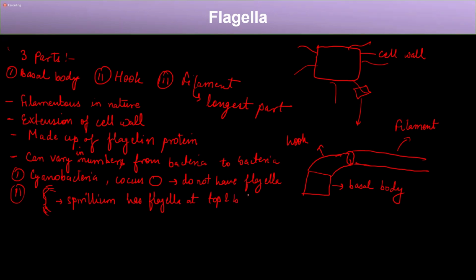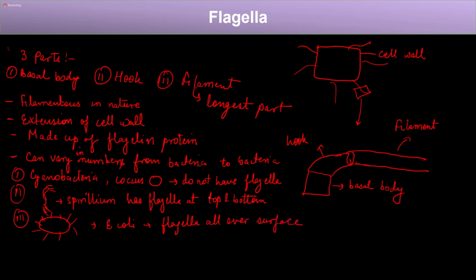Now third, if you talk about E. coli, E. coli will have flagella all over its surface. So based on the type of bacteria, where the flagella will be present and in how many numbers varies. So here we saw what flagella is and what the different parts of the flagella are.